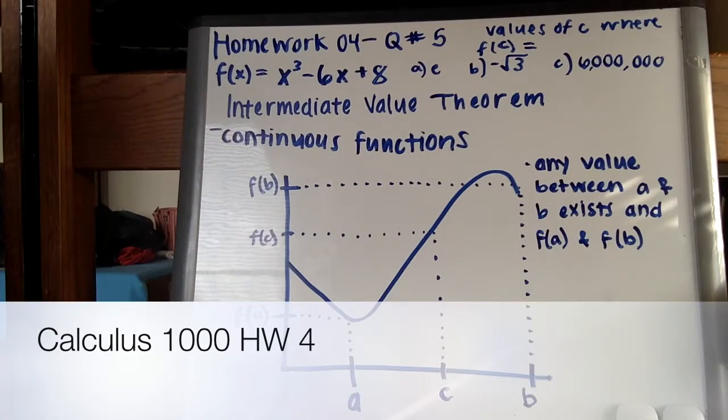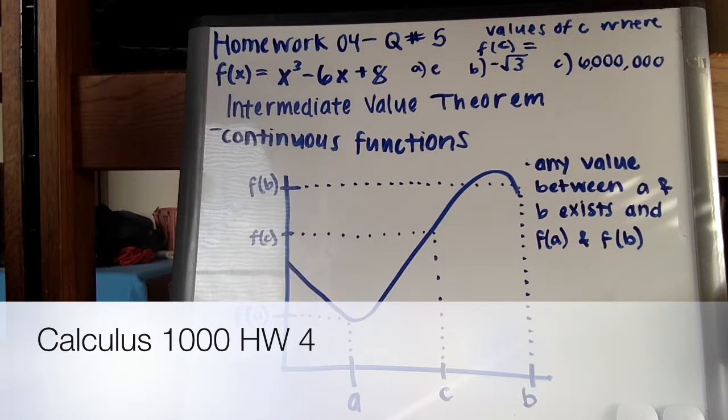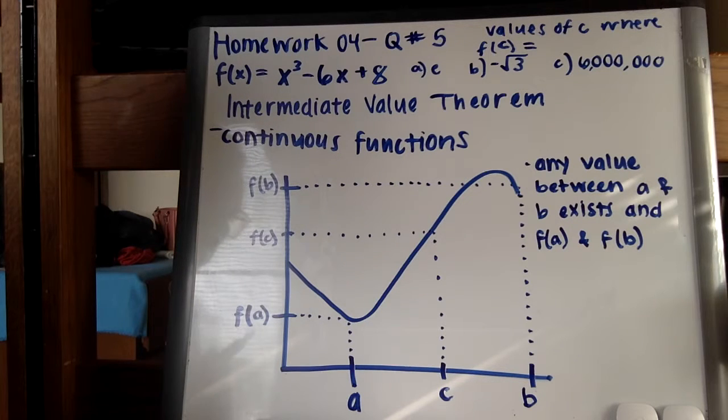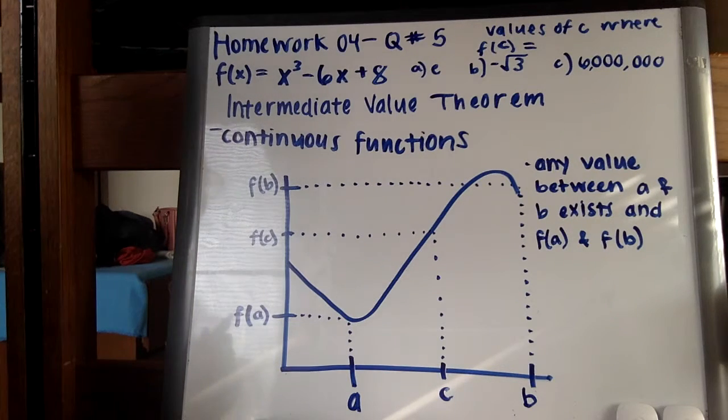Okay, the first problem that we're working on comes from homework 4 and it's question number 5. It gives us a function, which is f of x equals x cubed minus 6x plus 8. And it's asking us to show that there are values of c for which f of c equals the first part, which is e. Basically this is referencing the intermediate value theorem, which only applies to continuous functions.